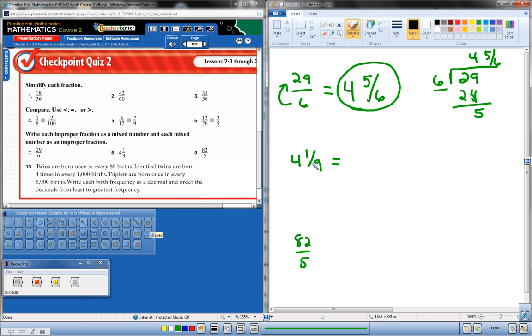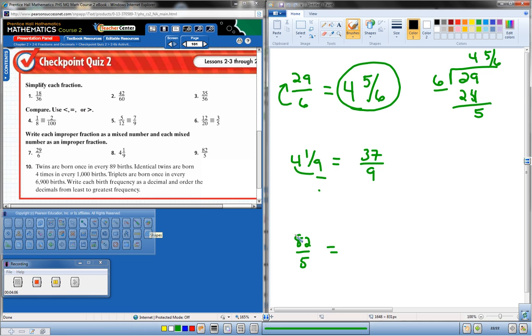Our second one is a mixed number, which is bad, because mathematically in algebra we don't deal with mixed numbers. We change them to improper fractions. To change this mixed number to an improper fraction, I'll multiply 9 times 4, which is 36, and then add 1 to it, 37. And so we would get 37 over 9. The denominator stays the same.